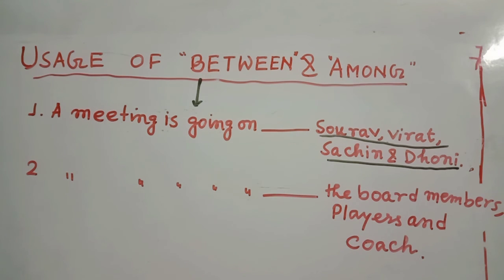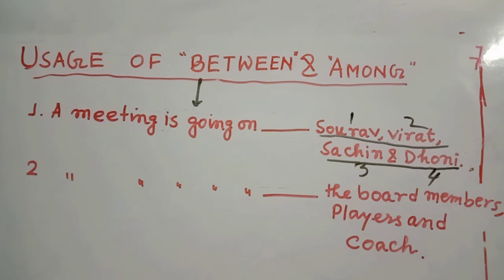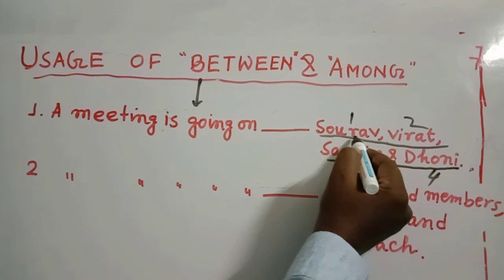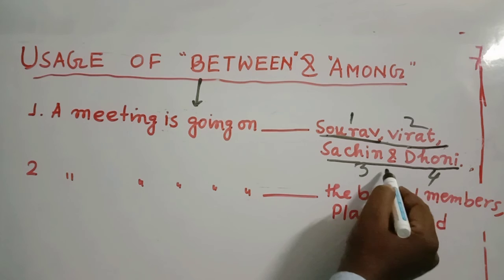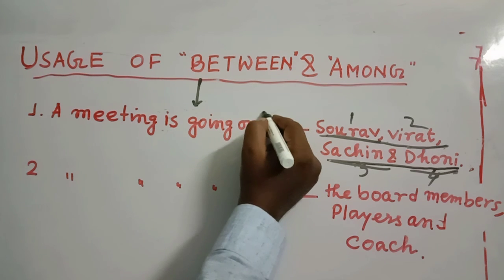So, the meeting is going on. That means a meeting is going on at a particular time, and the members of this meeting are 4 persons: 1, 2, 3 and 4. And here you can see these 4 persons are individuals. This is 1 person, another person, the 3rd person, and this is the 4th person. So here in this situation, we have to use between.